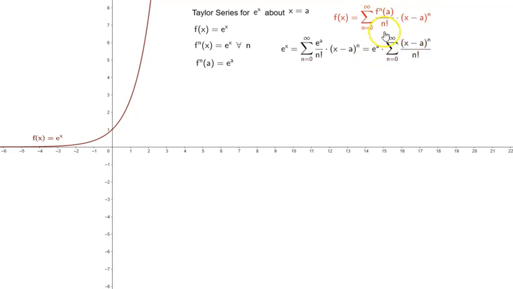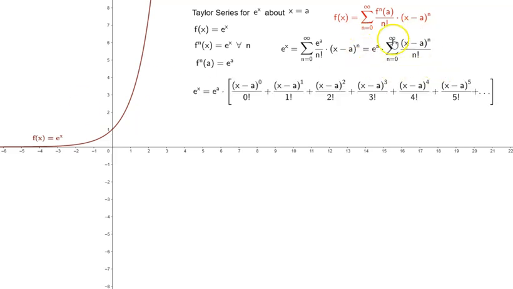Now, let's apply this Taylor series formula to this function. So e to the power of x is equal to the sum as n goes from 0 to infinity of e to the power of a divided by n factorial times (x minus a) to the power of n. Now here e to the power of a is a constant. So instead of adding it each time to (x minus a) to the power of n, what we can do is multiply it to the sum.